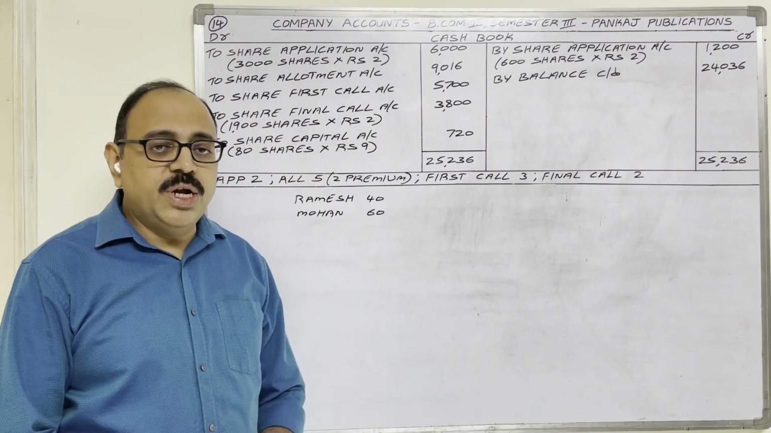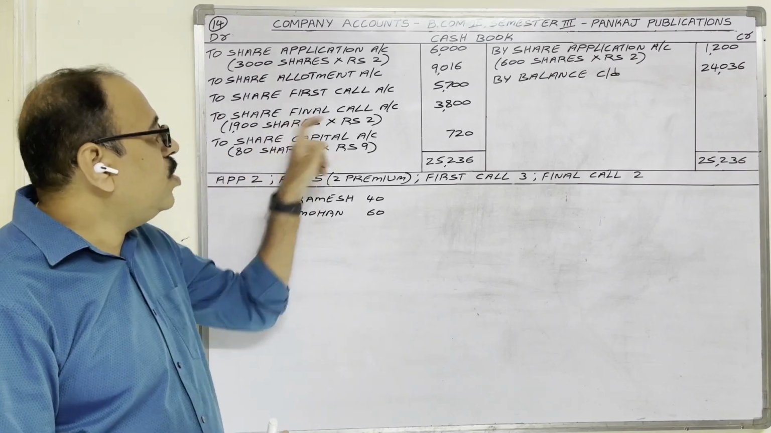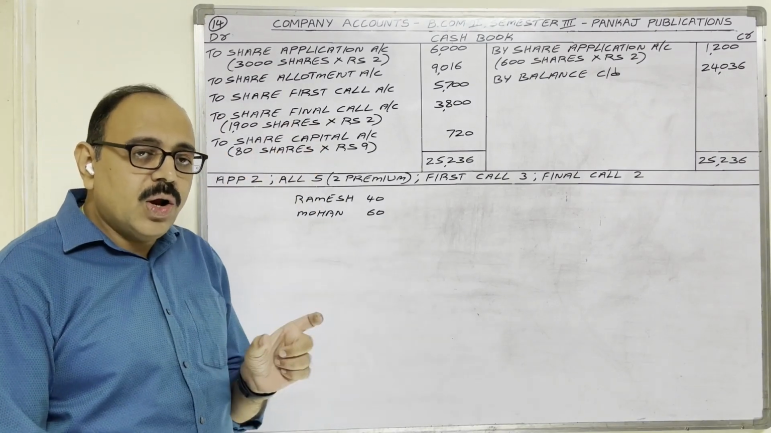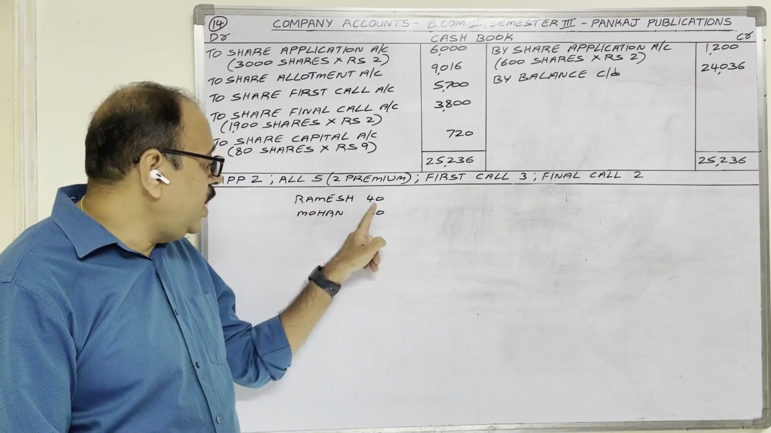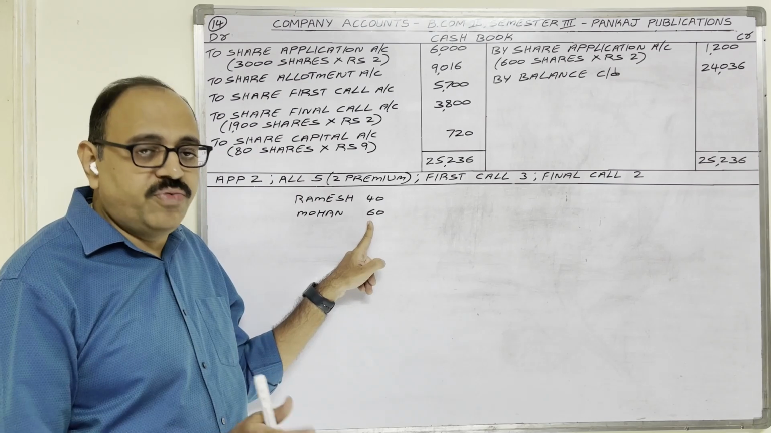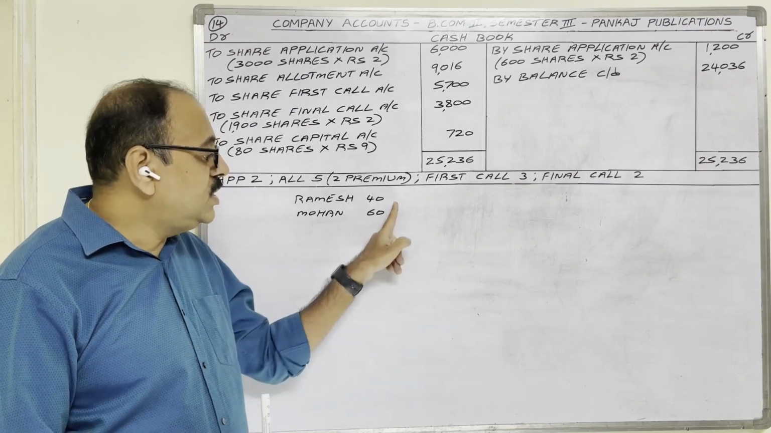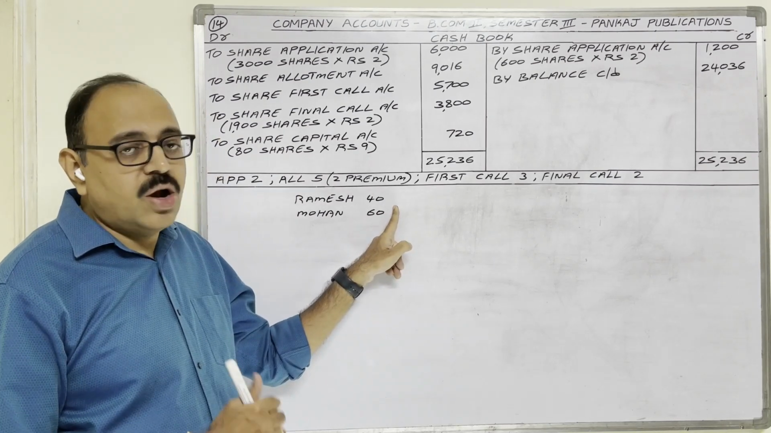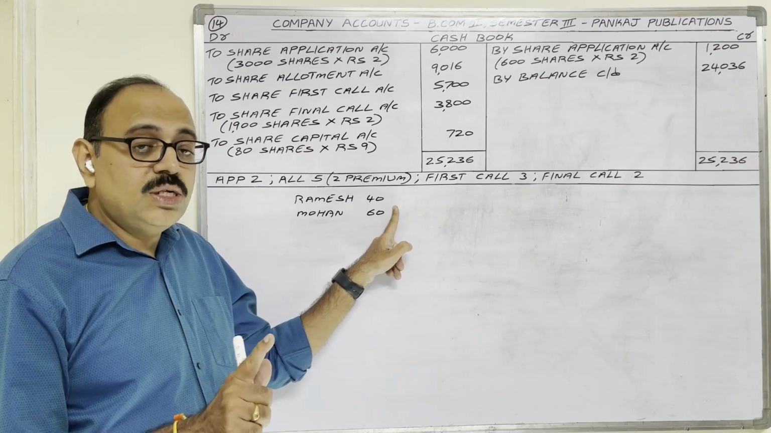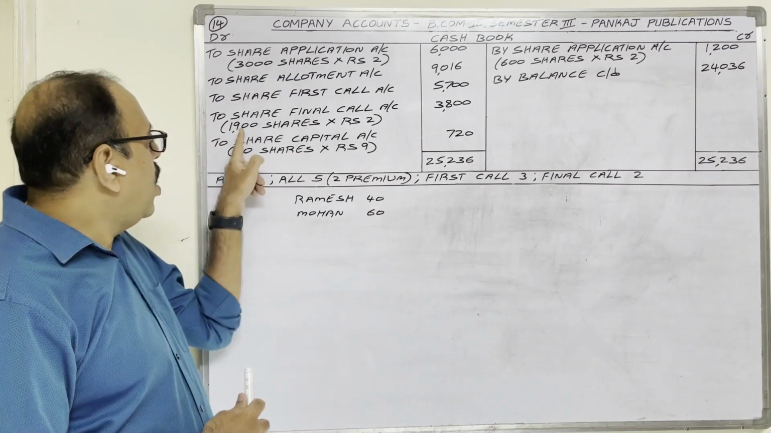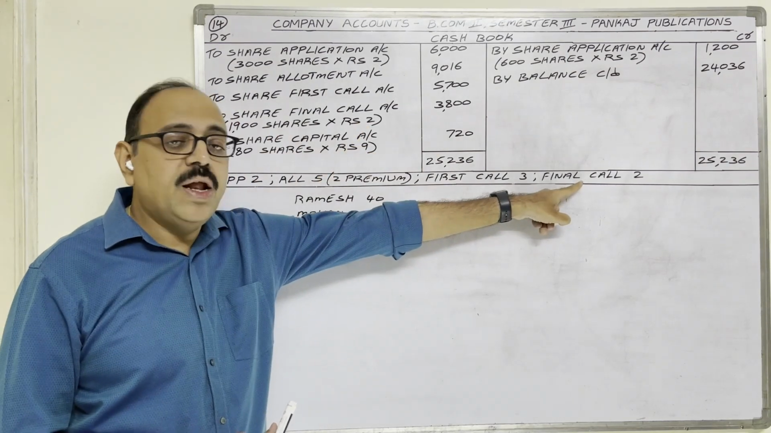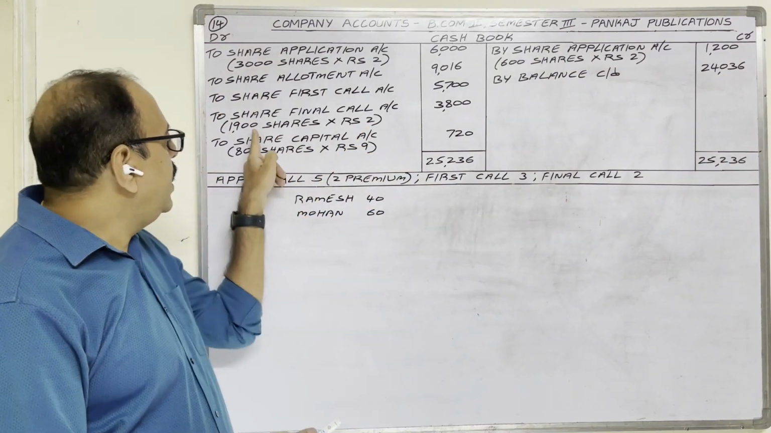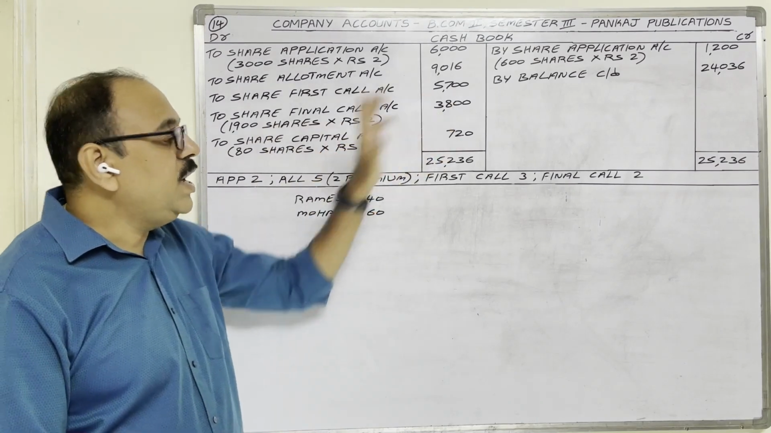Share first call completed. Now come to share final call. See, total allotted shares are 2000. In that, Ramesh's 40 shares and Mohan's 60 shares are forfeited. So on 100 shares, final call money is not coming. Then 2000 shares minus 100 shares: on 1900 shares at the rate of 2 rupees each, final call money came. So 1900 into 2 rupees, 3800.